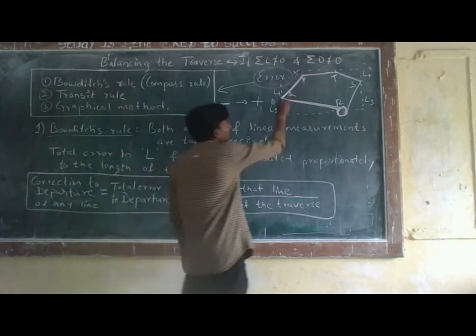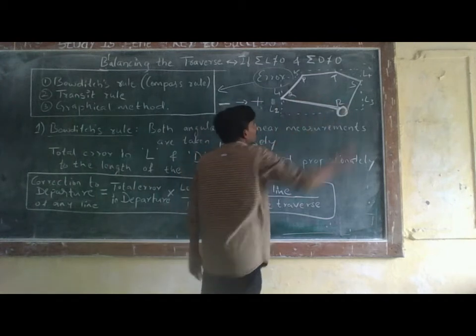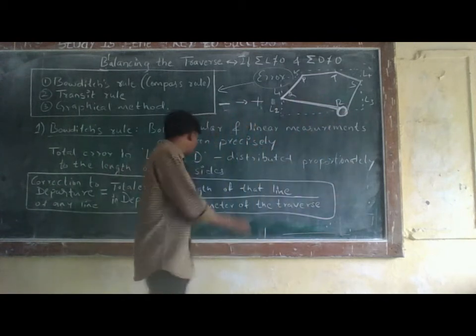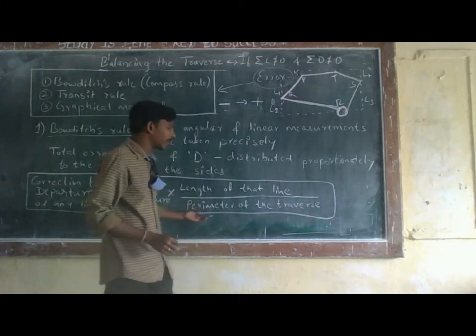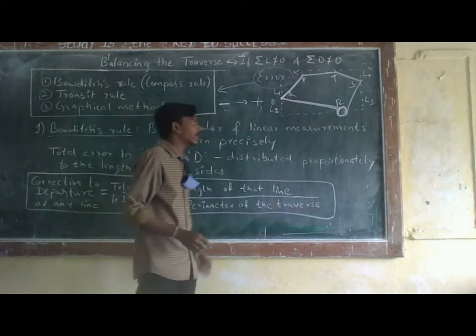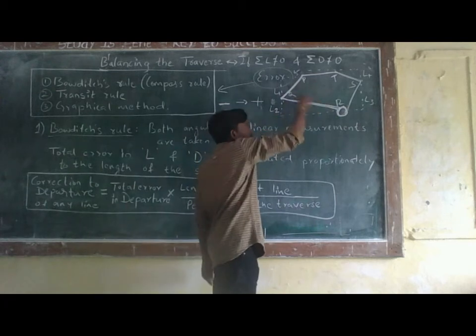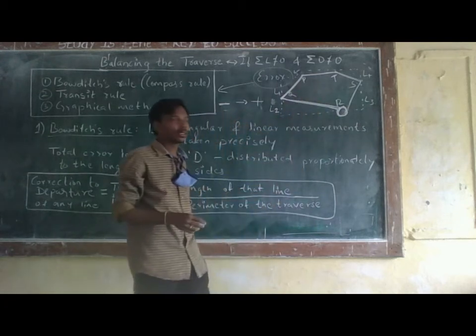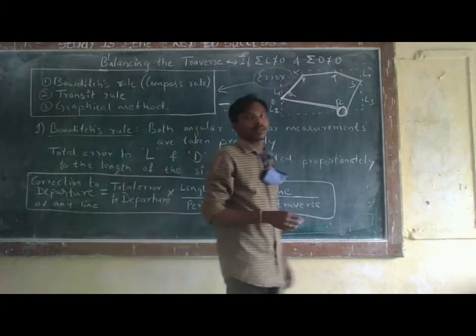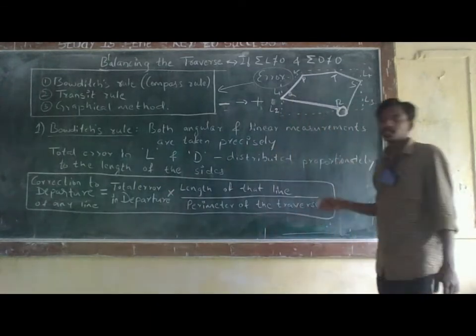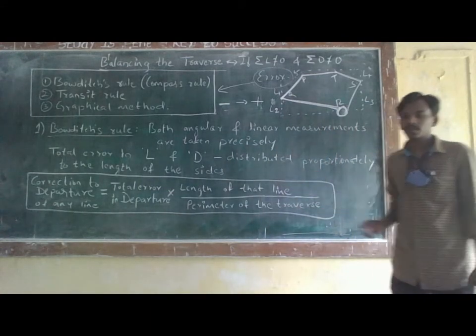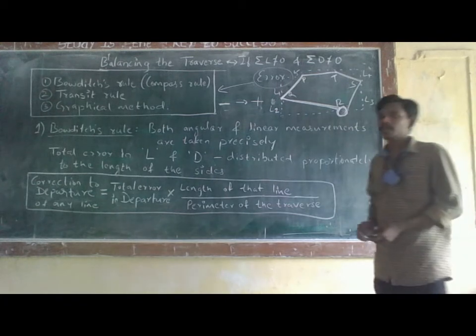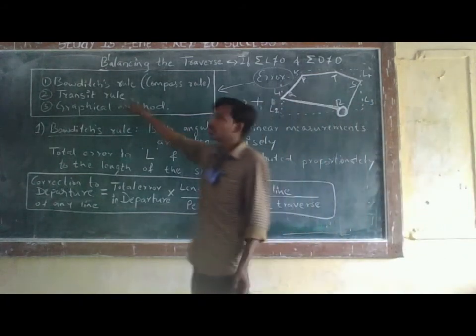If you are correcting the departure of QR, then take the length of the QR line, and it must be divided by the perimeter of the traverse. Perimeter is the sum of all the traverse sides. So this is the Bowditch's rule topic. Now let's move to the next topic, transit rule.